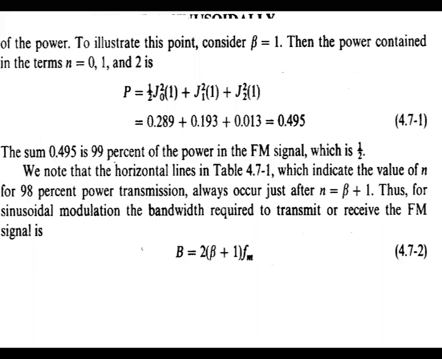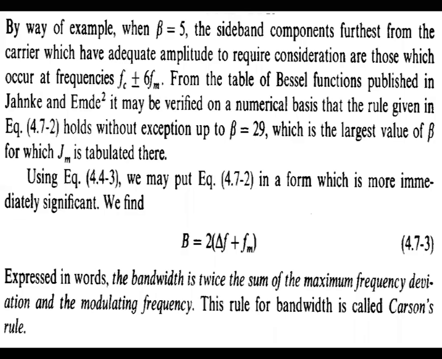After substituting del f by fm, you have to simplify that. Then in a more significant way, the bandwidth of FM is equal to 2 into del f plus fm. So after working it out, in place of beta we substitute del f by fm, and the bandwidth is expressed in terms of 2 into del f plus fm.